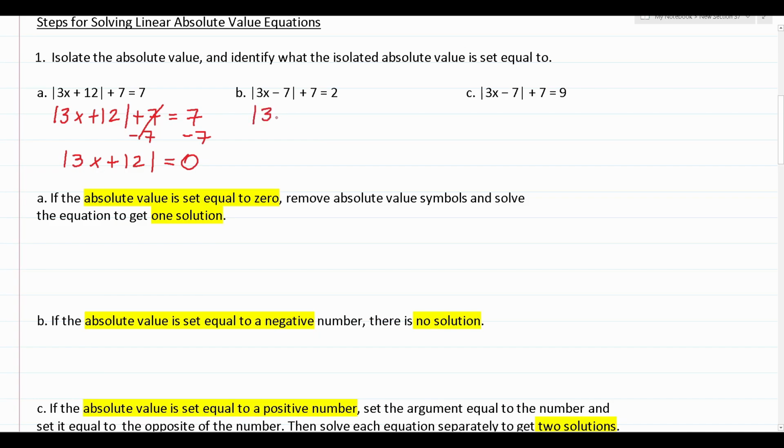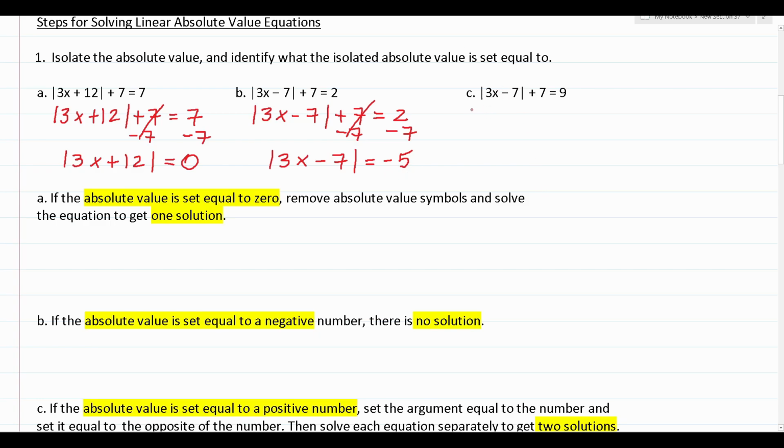We have the absolute value of 3x minus 7, plus 7, equals 2. Again, we want to isolate the absolute value. That is, we want to get it all by itself on one side of the equal sign. So in this case, we're going to have to subtract 7 from both sides. This will cross out, leaving you with the absolute value of 3x minus 7 equals 2 minus 7, which is -5. All right, so we isolated our absolute value, and we can see that it's set equal to -5.